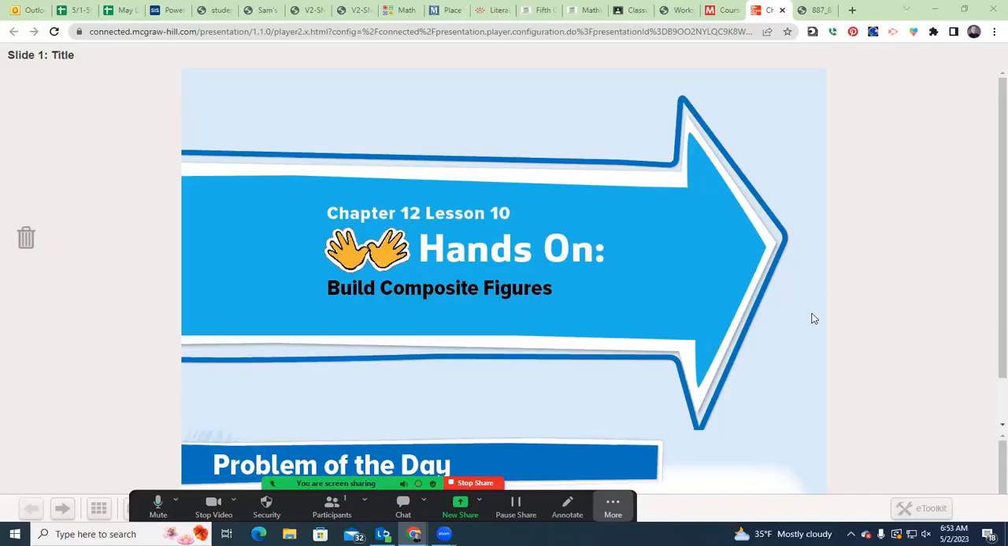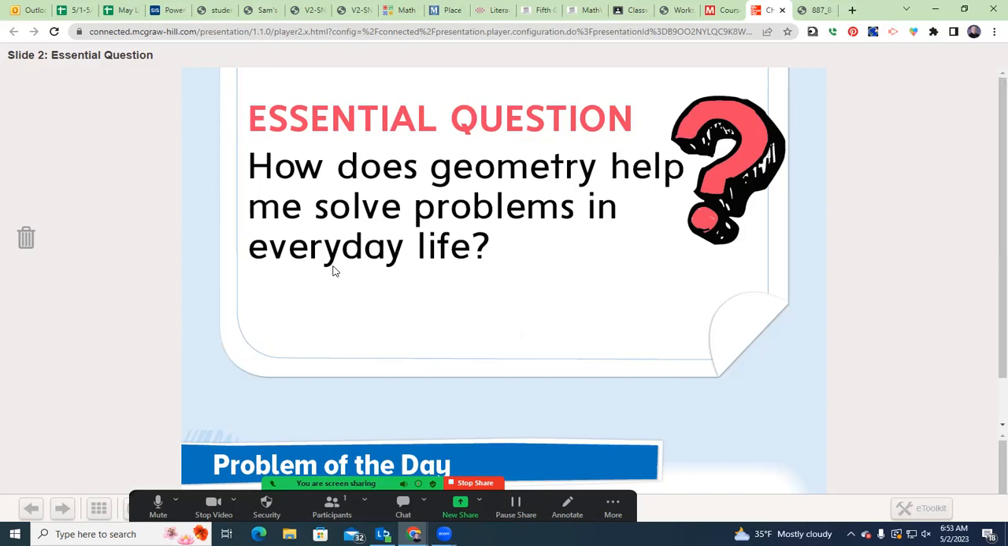Today's episode, Chapter 12, Lesson 10, Hands-on, Building Composite Figures. The essential question for all of Chapter 12: How does geometry help me solve problems in everyday life? In order to complete today's task, you will need the Lesson 10 packet, and it begins on page 961.